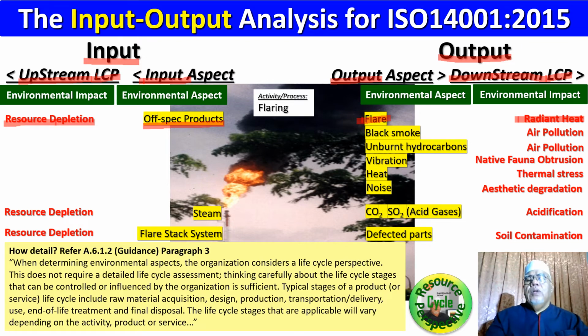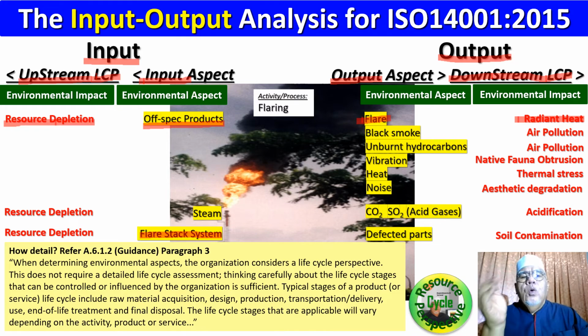So these are all the environmental aspects, black smoke, unburned hydrocarbon, etc. Even the flare stack system is an environmental aspect itself. So coming back to ISO 14001 version 2015, what are we managing? We are managing all these environmental aspects as displayed in yellow highlight before you now. We got to manage these environmental aspects.